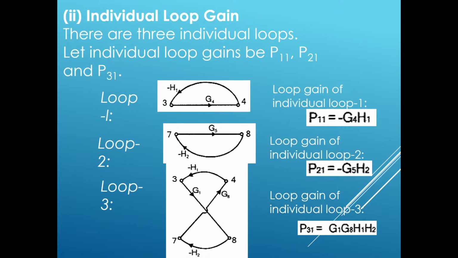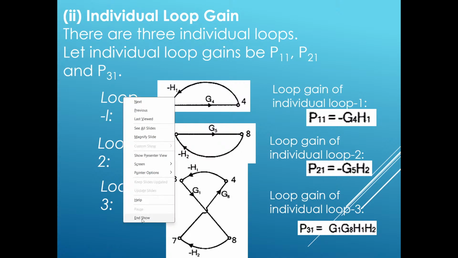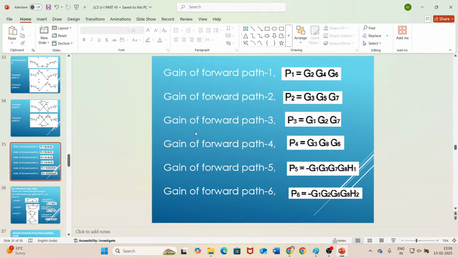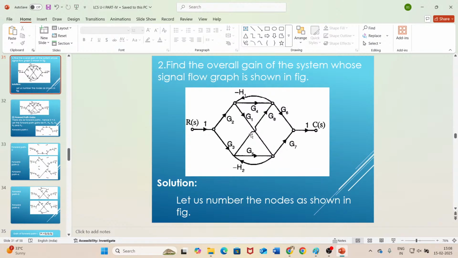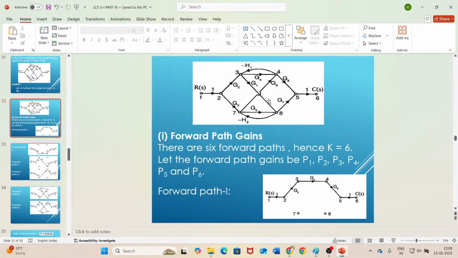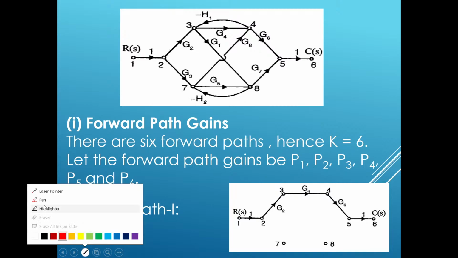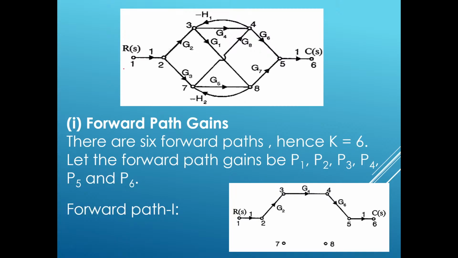Hope you have written. So let us determine the individual loops. How many individual loops are there? I am showing you this slide, but I will go back to the actual diagram with notations. So let us determine how many loops are there in this. To determine the loop gains, I need loops, isn't it?